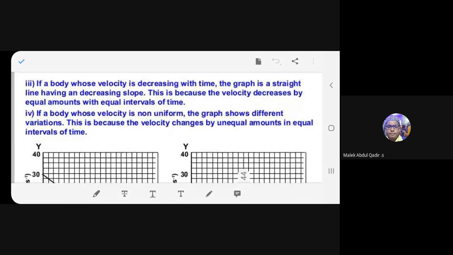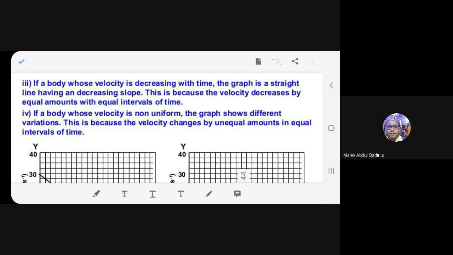Can you read? Yes, ma'am. If a body whose velocity is decreasing with time, the graph is a straight line having a decreasing slope. This is because the velocity decreases by equal amounts with equal intervals of time. What we read just now, a body whose velocity was increasing with time, gave a straight line graph with an increasing slope. Now velocity is decreasing with time, the graph is a straight line, no doubt about it, but the slope is decreasing.